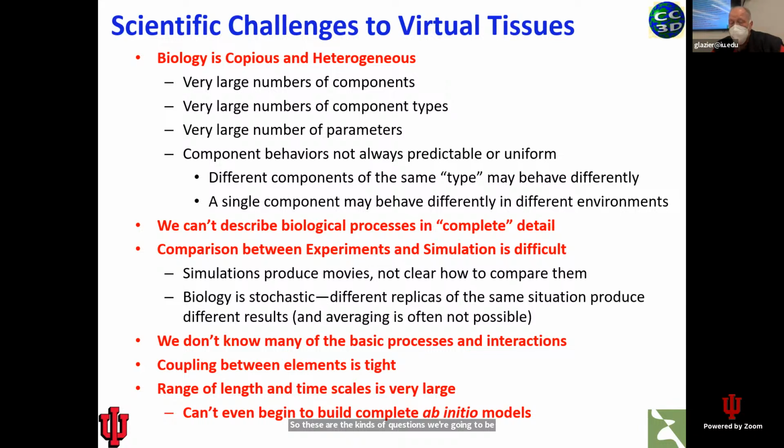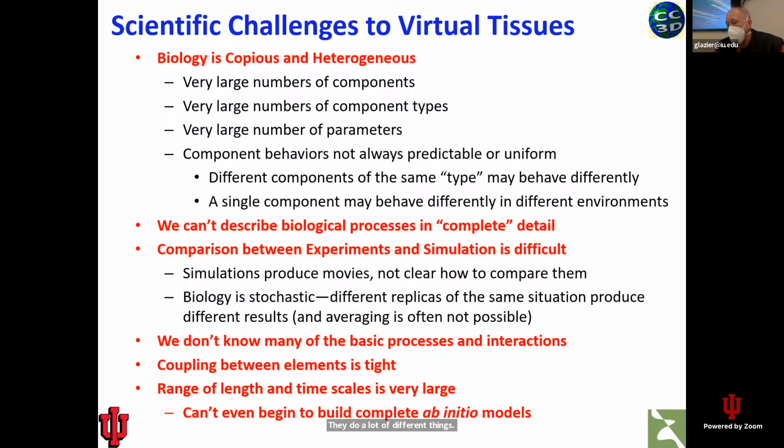It's not easy to build these models. There are a lot of things that stand between us and predictive models of biology. We're talking about very complex systems. The science is not very well understood. There are lots of different types of cells and lots of different types of components. They do a lot of different things.